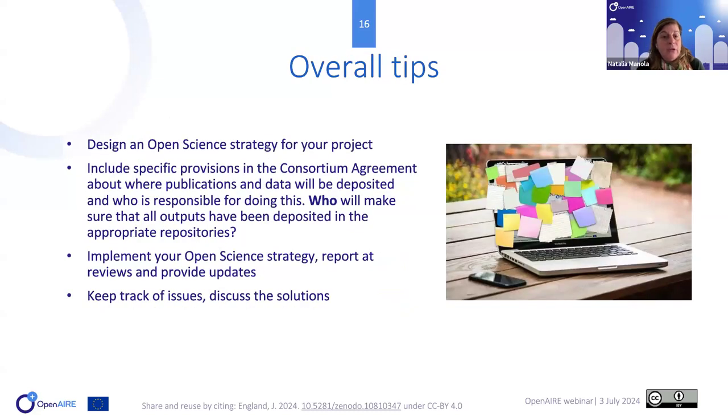Next slide. So the overall tip is to design an open science strategy, and then include specific provisions in the proposal, but also in the consortium agreement, about where publications and data will be deposited. What is very important is to have roles and responsibilities, because in large consortia, when they start and we haven't taken these things into account, it falls on the shoulders of somebody who has not taken budget for it, and they see it as a burden. So think of these things well in advance. Allocate a good amount of budget and effort for somebody to do it responsibly.